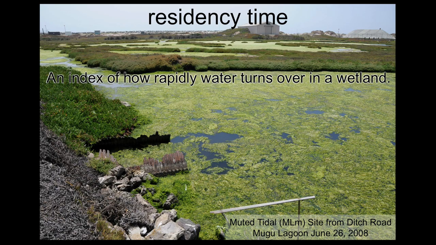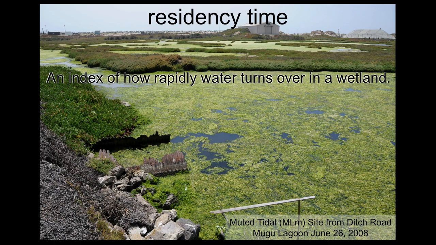A key aspect of this is the notion of residency time. It has to do with tidal prism, it has to do with your budget, but the idea is how rapidly does water, say an imaginary water molecule, or if you will, a pollutant that's released into this wetland, how long will it hang out in that wetland? What's the residence time? This particular picture is from one of our monitoring sites out at Magoo Lagoon.